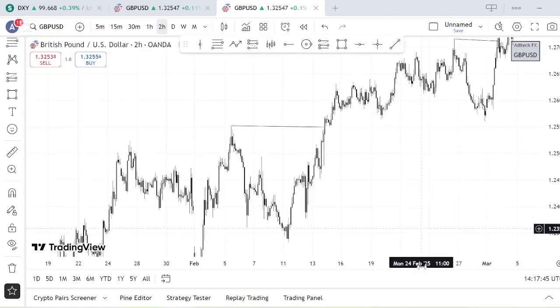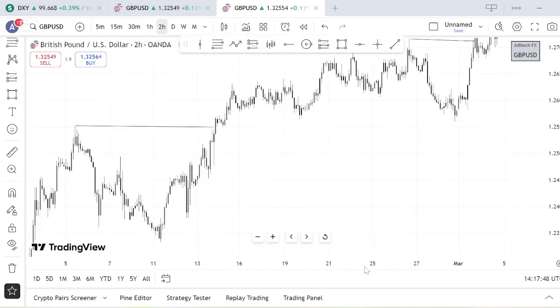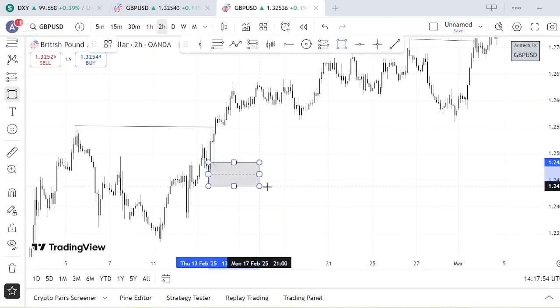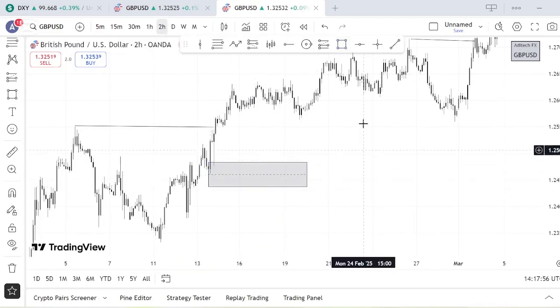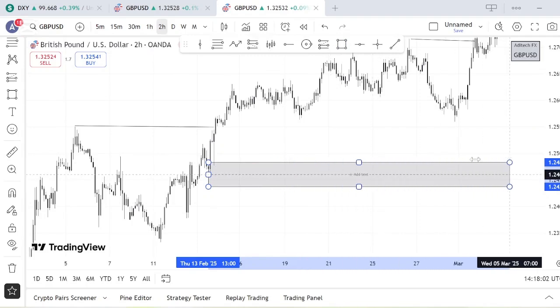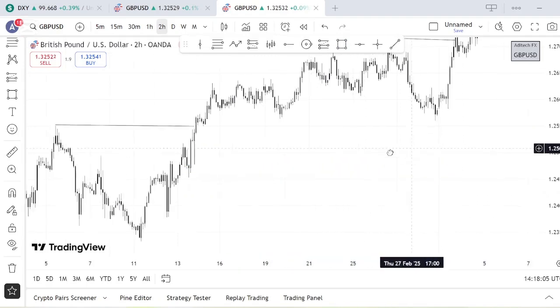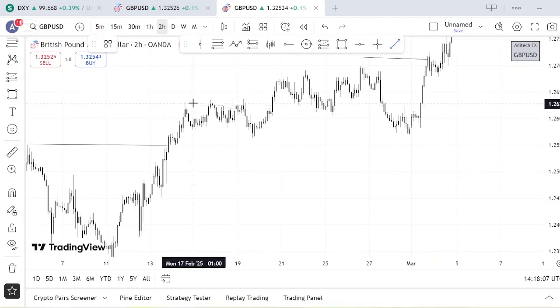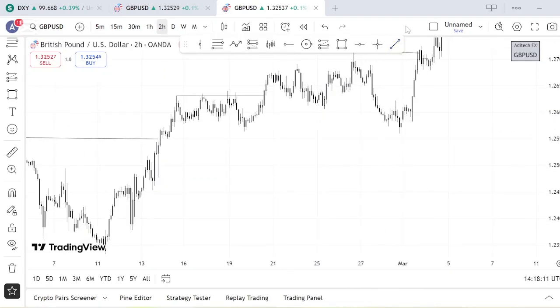Now, if you guys noticed, after this break of structure, price failed to come back to this order block, right? That is because of a lot of buying pressure, right? So price also did a break of structure right here. This is another break of structure, right? And price gave another block right here also.